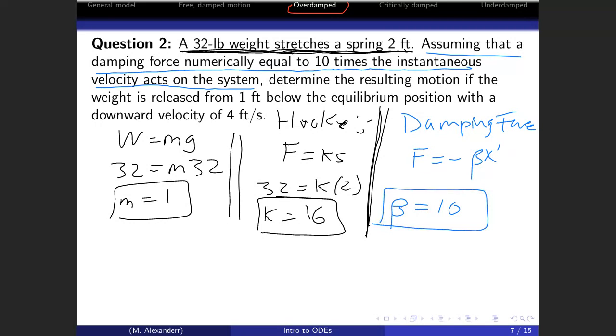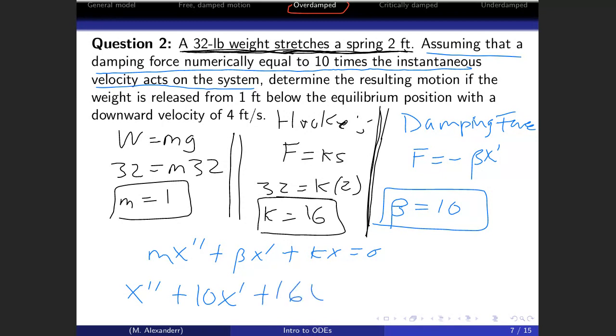And so what that means is that now you can set up your differential equation for this problem. In general, we have m x double prime plus beta x prime plus kx equal to 0. But now we're going to replace the numbers. So the problem that we have is x double prime plus, beta being the number 10, 10 x prime plus 16x is equal to 0. And so this is the differential equation that we get after translating the word problem into math.